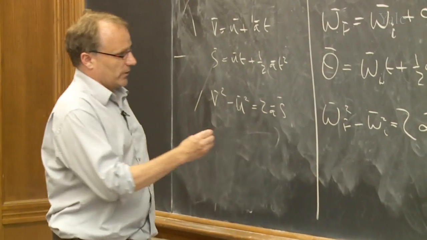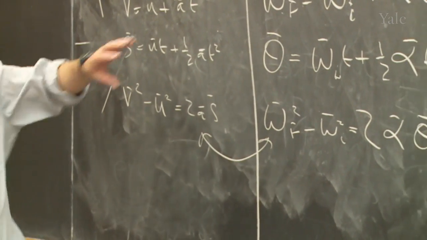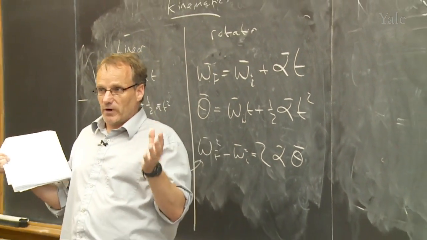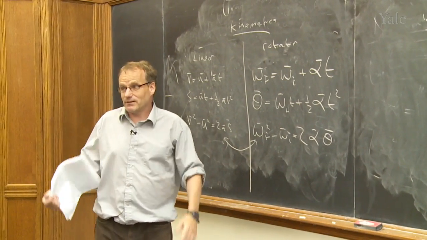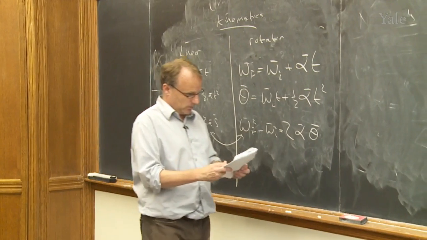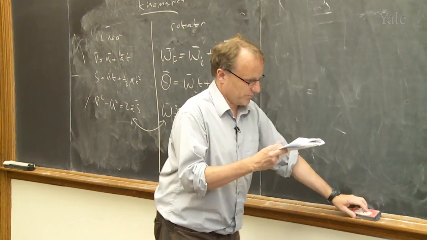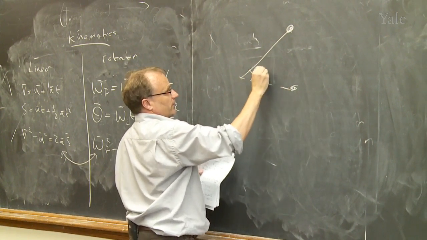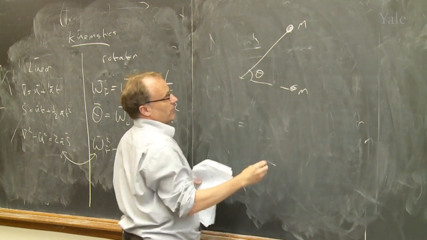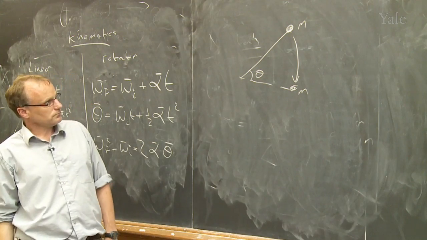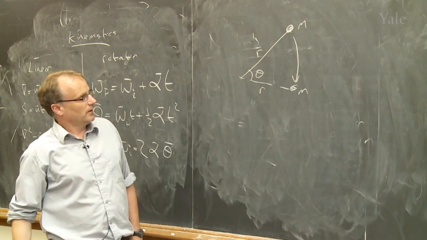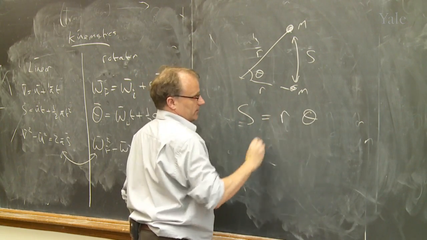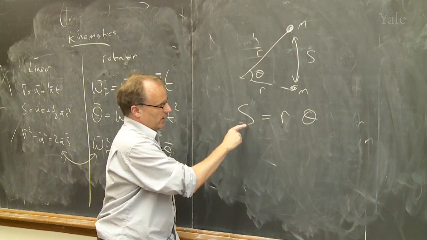And finally, as the last part, we can actually link these two. How do you link the rotational quantity with the linear quantity? They're linked via the radius, or the moment arm, or effectively they're linked by r. Here's an example. If something moves, say, from here to here through an angle theta, so here's our mass m, and this was r, then that distance s, we can show, is equal to r theta. So r is the thing that links s and theta.